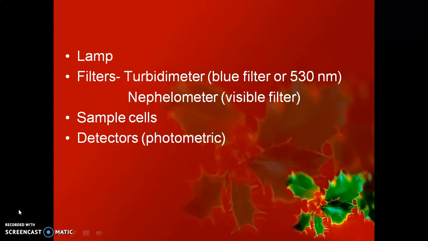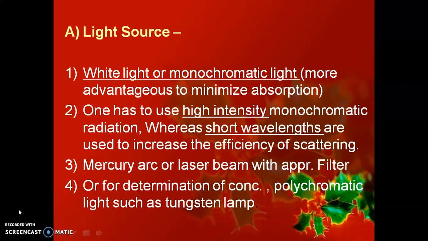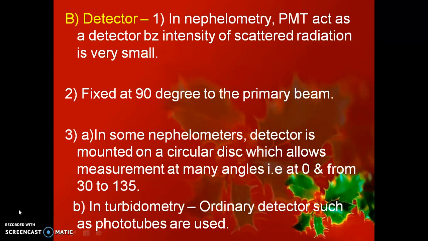Instrumentation. In this instrumentation we have the lamp, filters, sample cells and detector. Light source: generally white light or monochromatic light is helpful for determination. One has to use high intensity monochromatic radiation, whereas short wavelengths are used to increase the efficiency of scattering. Mercury arc or laser beam with appropriate filter can be used, or for determination of concentration, polychromatic light such as tungsten can be applicable. Then detector.